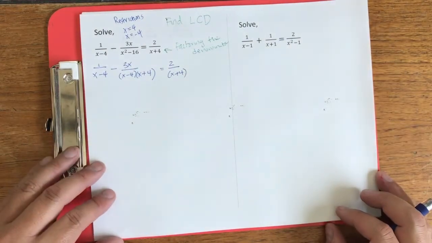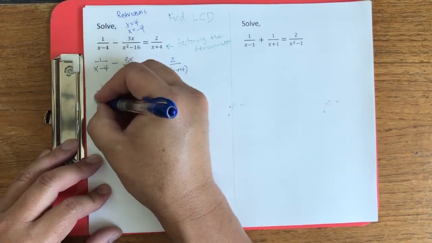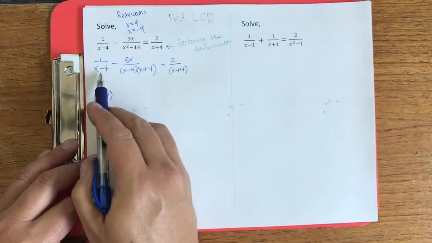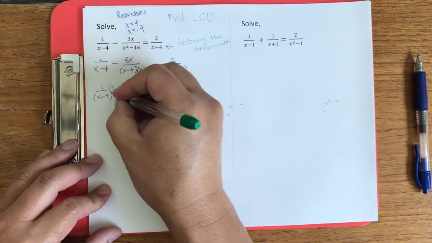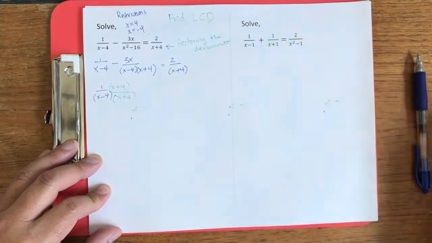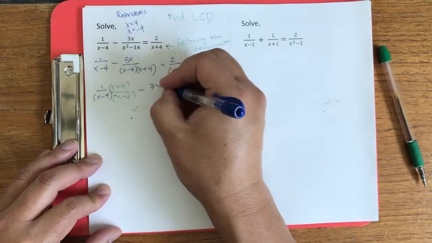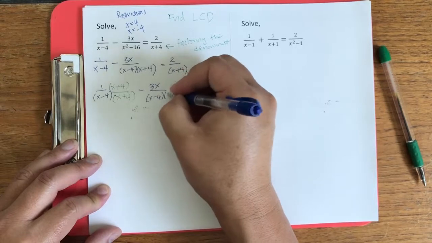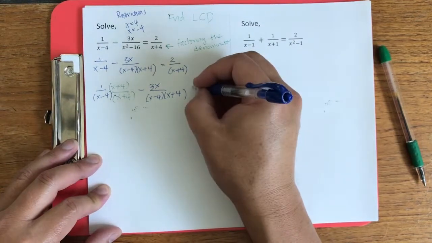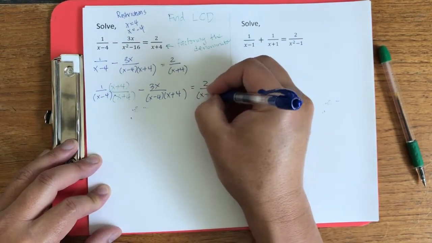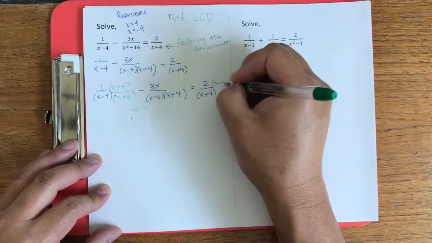Okay, now, going back to our original problem, let's find our common denominator. Now, when I compare this to this, what this term is missing is an x plus 4. This one is not missing anything. So when we copy it exactly, this denominator looks like that denominator. And what this term is missing is an x minus 4.